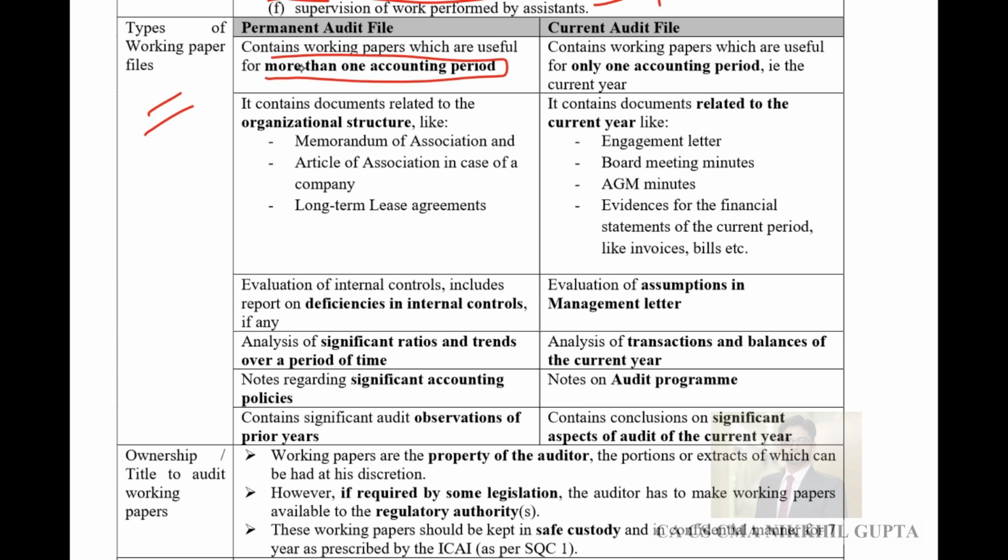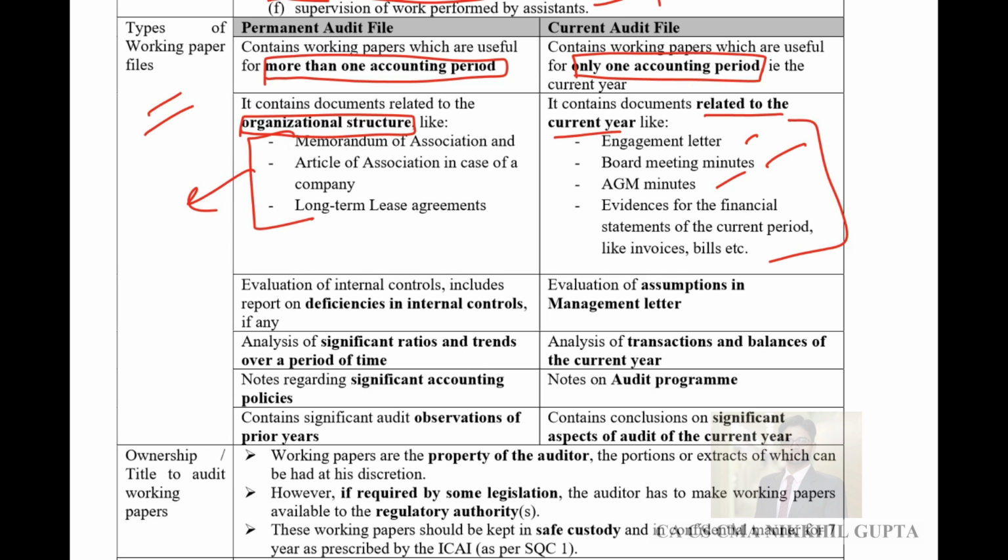It relates to more than one accounting period. It relates to only one accounting period. It contains documents related to organization structure. It contains documents related to the current year, like engagement letter, like board meeting, AGM meeting. Guys, all these documents are prepared afresh for each year under audit. They are not prepared once and used for each year. No, they are prepared for each year separately. And these documents are prepared once and they are used in audit for each year.